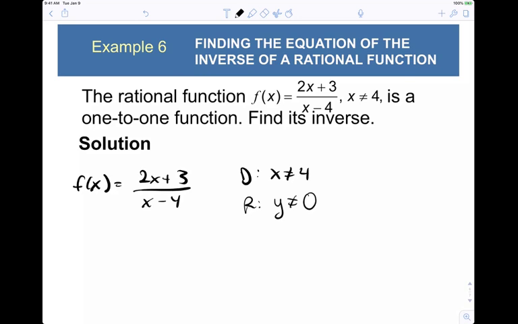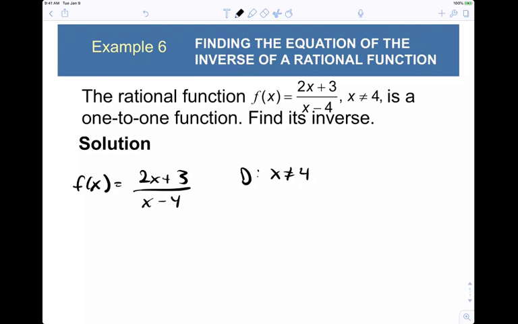Y equals 0. Well, it might be all reals, because there is a horizontal asymptote, but it's actually touching the horizontal asymptote. You can touch the horizontal, but not the vertical. So I'm going to remove this. I think the range might be all reals. We're going to let that be for right now.